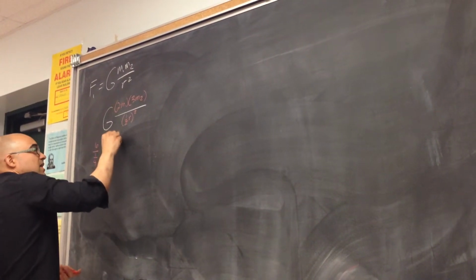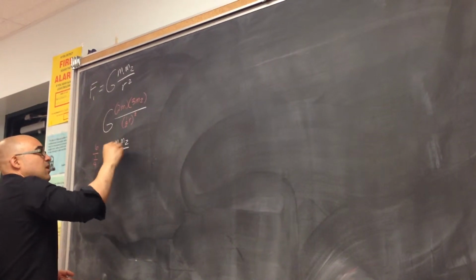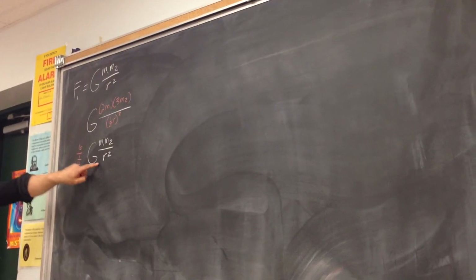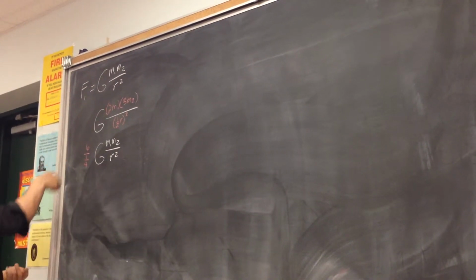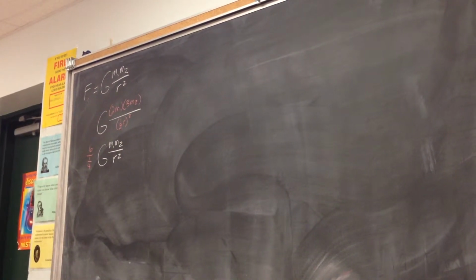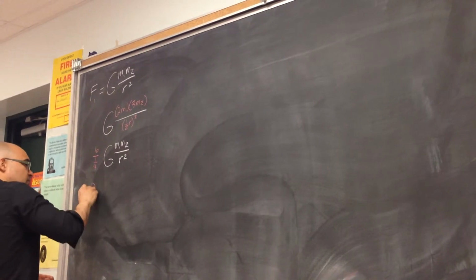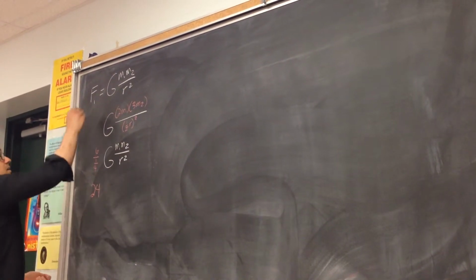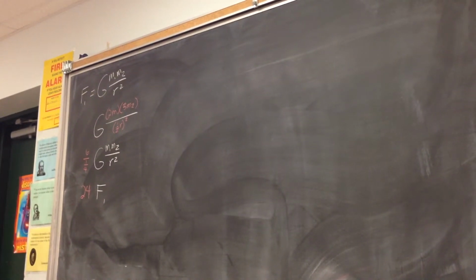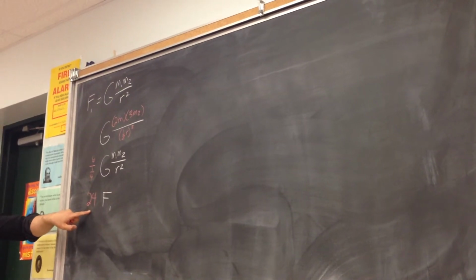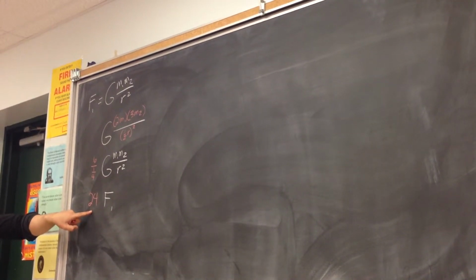So 6 over 1/4. And what's left over here is the m1 m2 over r squared, which we'll recognize as being F1, right? So 6 over 1/4 is 6 times 4, so it's 24 times F1. So how does the force change when we double the first mass, triple the second mass, and half the radius between them? The force is 24 times greater.